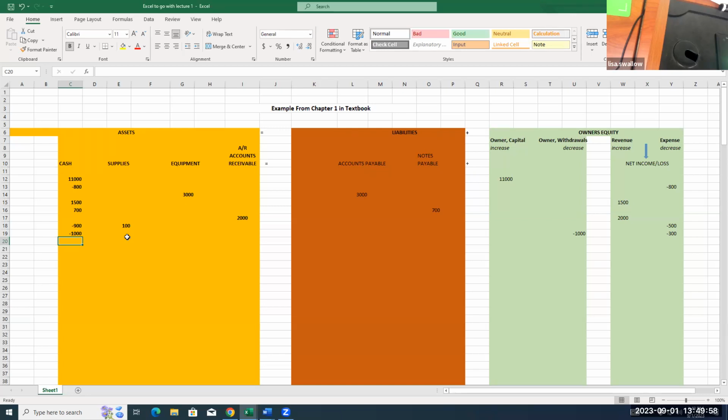Tally this up and prove that it ties. In other words, at the end of the day, how much cash do I have? How much AR do I have? How much supplies do I have? And prove that your accounting equation balances.